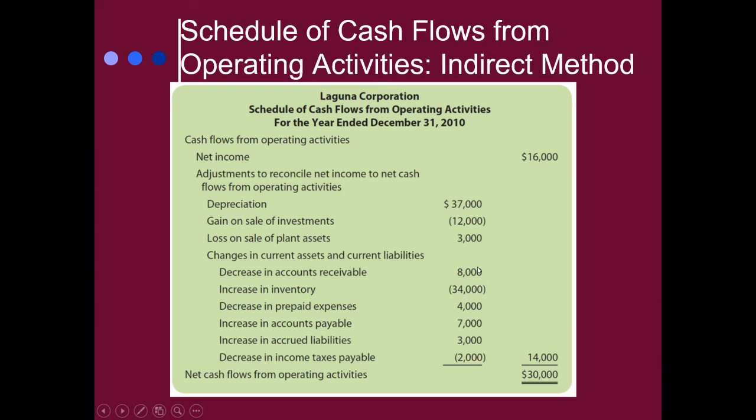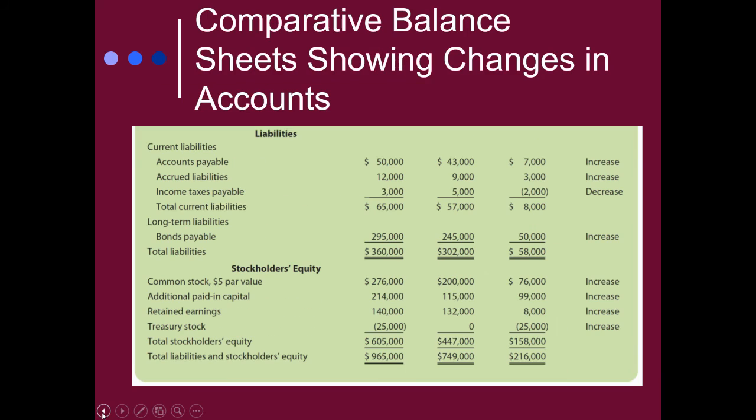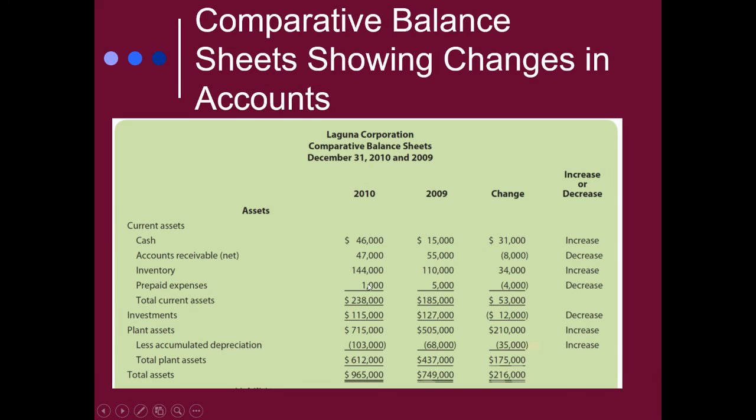So where do you get this amount? This amount is from the comparative balance sheet. So you're going to take the amount from the comparative balance sheet here. But you have to know the effect. What is the effect? For instance, here accounts receivable. The change is 8,000, and the effect is that it is a decrease from the prior year to the current year. So the amount is 8,000, but this is a decrease.